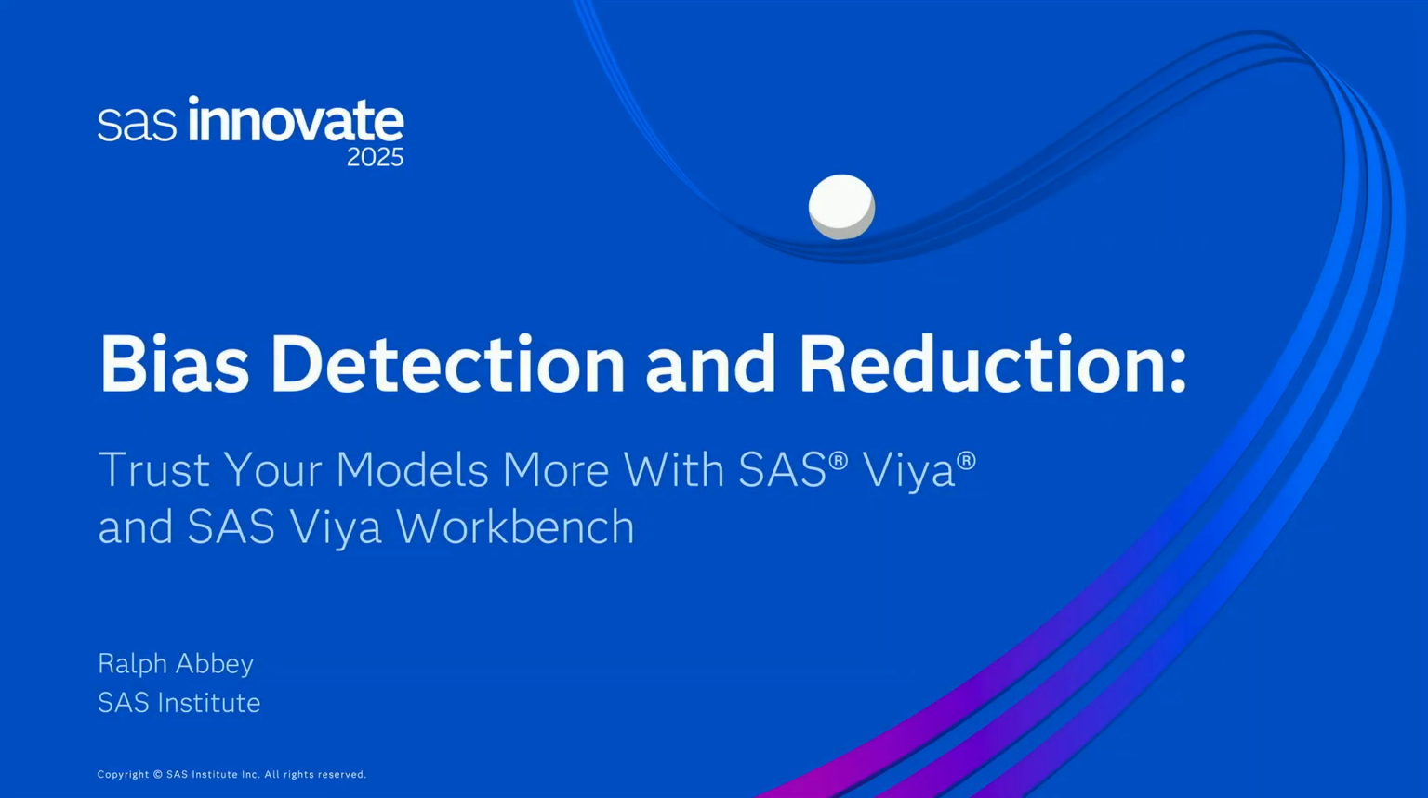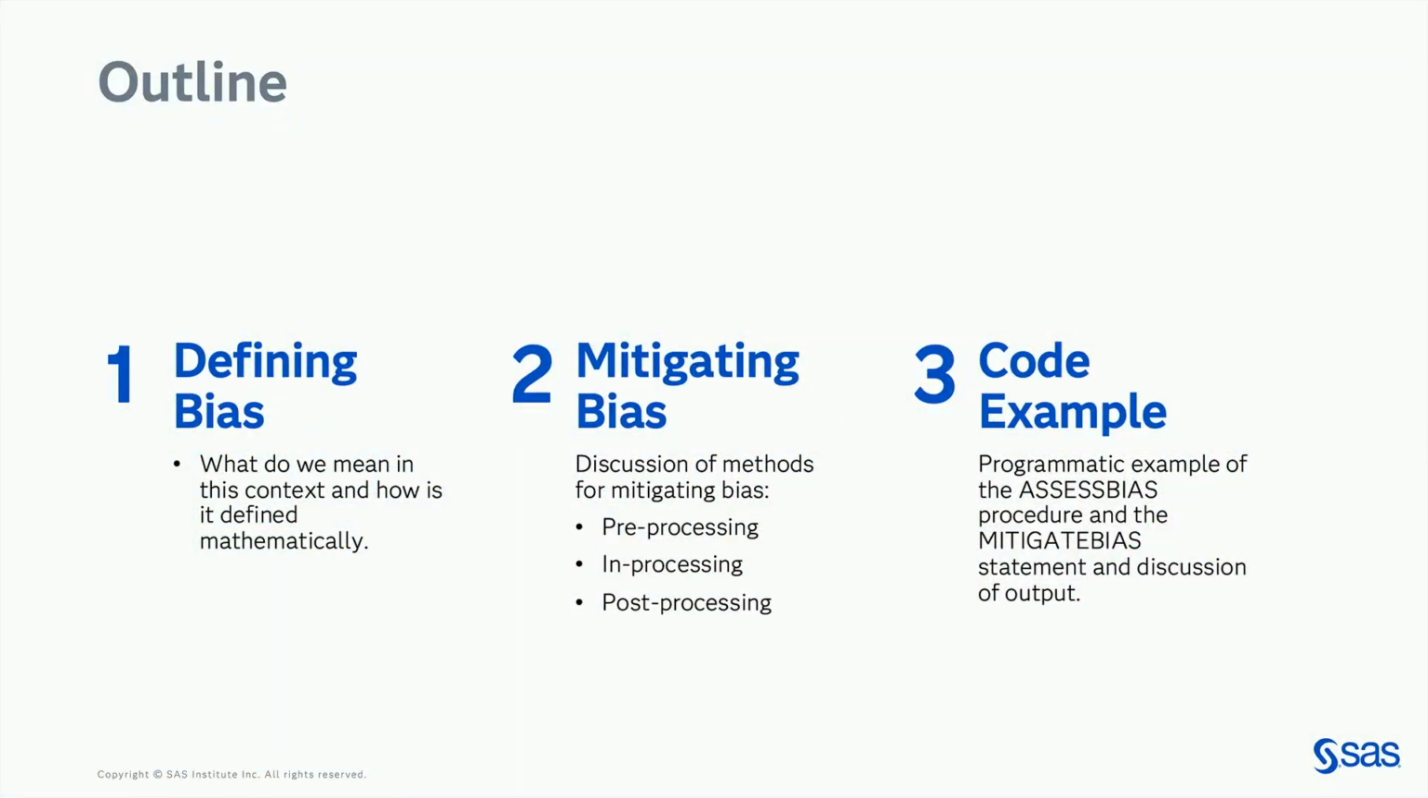Fantastic. So I'll be talking about bias detection and reduction, and let's just get into it. So I'll start with defining bias. One of the important things is bias, as a word, is a little overloaded. I don't mean here statistical bias or the bias of a predictor. But we'll get into that definition.